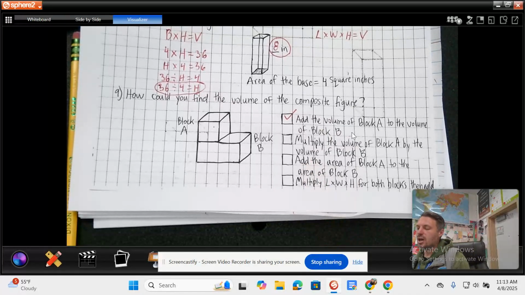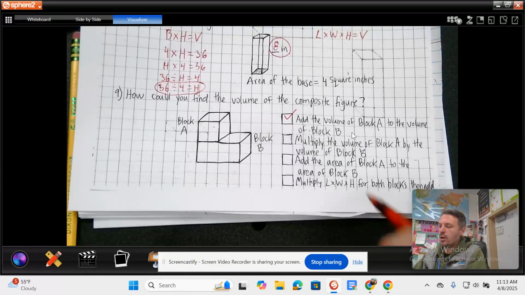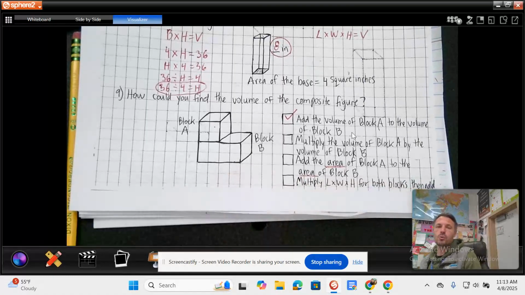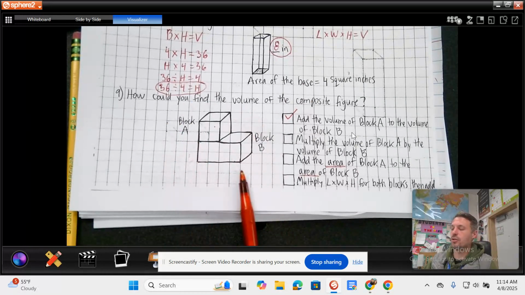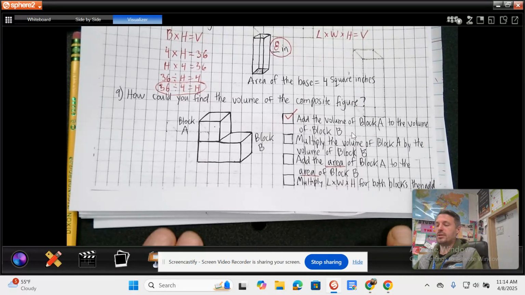Add the area of block A to the area of block B. Now, the reason why that one's wrong is because it says area instead of volume. Remember, area is the total space inside of a two-dimensional figure, inside of a flat figure. Volume is the total amount of space inside of a three-dimensional figure. And this is a three-dimensional figure, so it doesn't make sense to talk about area unless you're talking about the area of the faces or sides that each of the three-dimensional figures is composed of. But that wouldn't give you the volume.